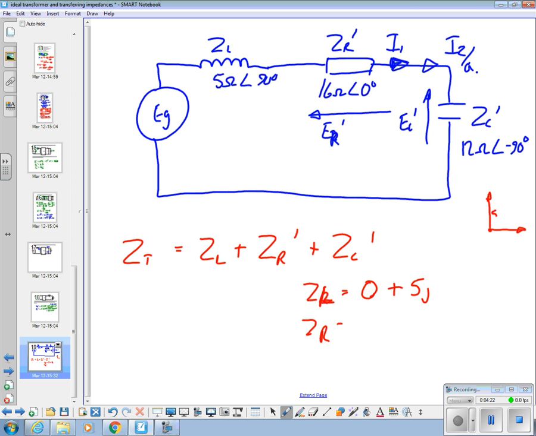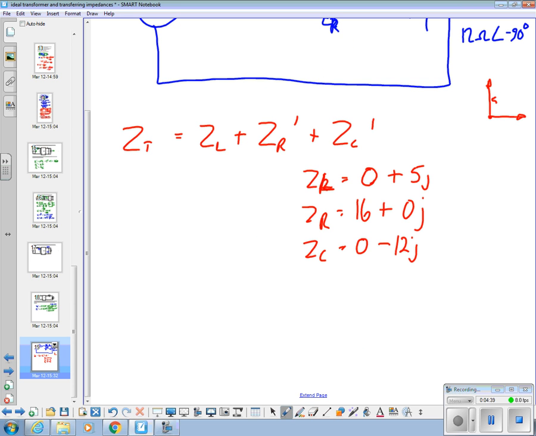ZR is all resistance, 16 plus no J. ZC, 0 minus 12J. And they're all ohms. Now we can add them up, can't we? 16 minus 7J.